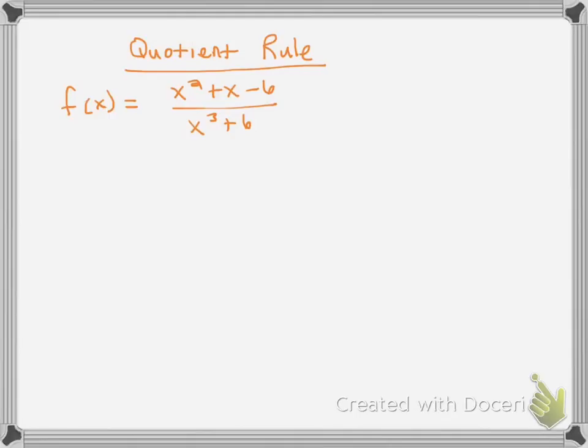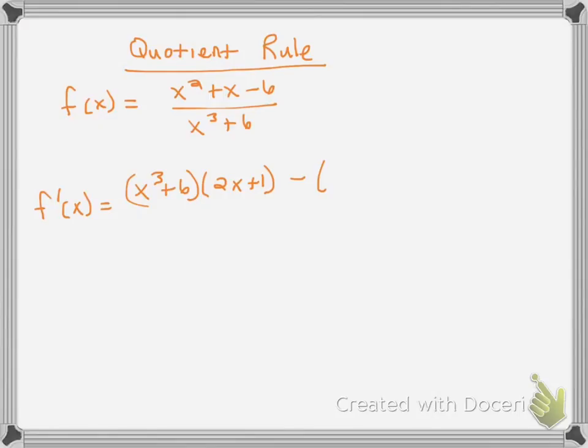All right. So remember, when we take the derivative with the quotient rule, you're going to take your bottom function, which is x cubed plus 6, and multiply it by the derivative of your top. So the x squared plus x minus 6, the derivative of that is 2x plus 1. Now you're going to subtract. You're going to flip it.